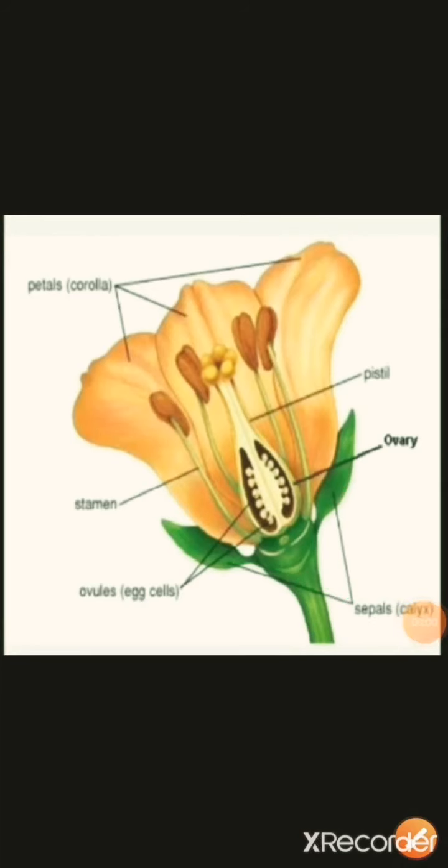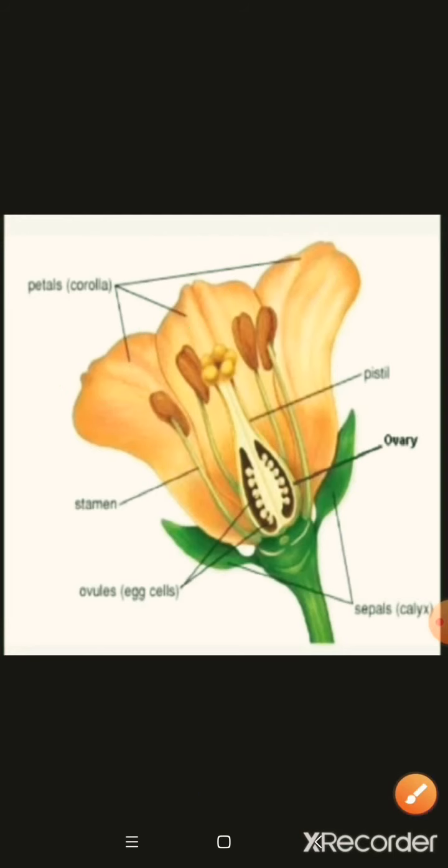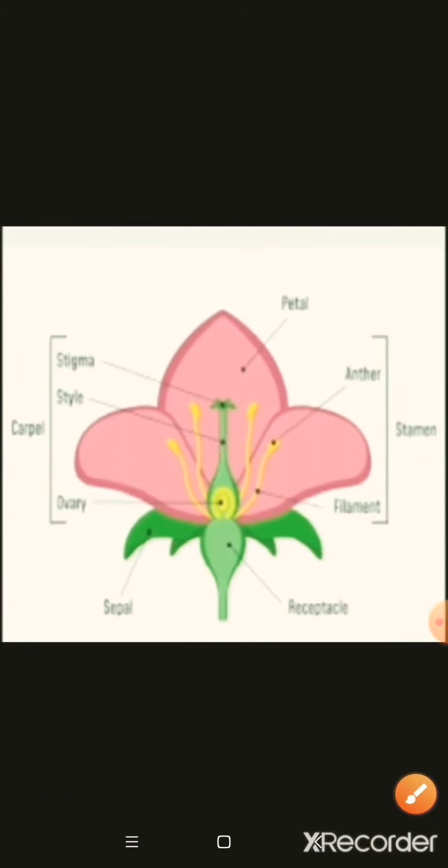The next part of the flower is the corolla, which is made up of colorful parts called petals. Here you can see each colorful part of the flower is known as a petal, and petals together form the corolla. The shape, color and smell of the corolla of various flowers is different. The third part is the androecium, the male reproductive part of the flower, and it consists of stamens.